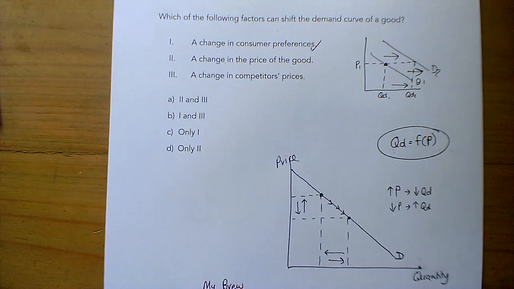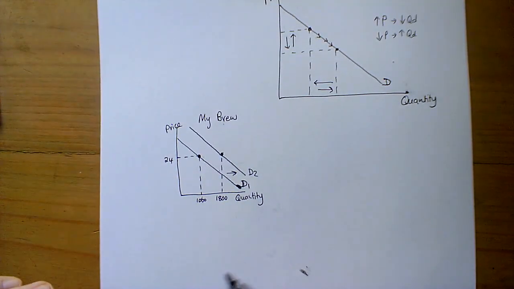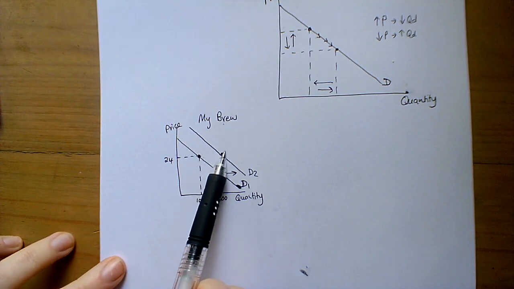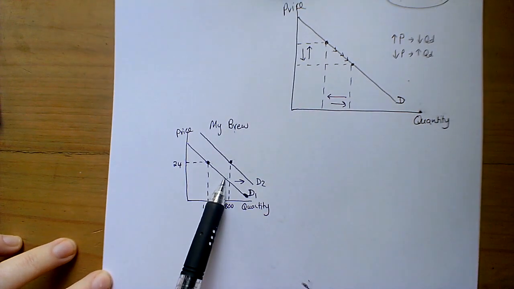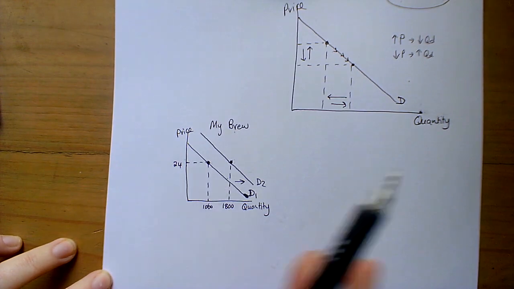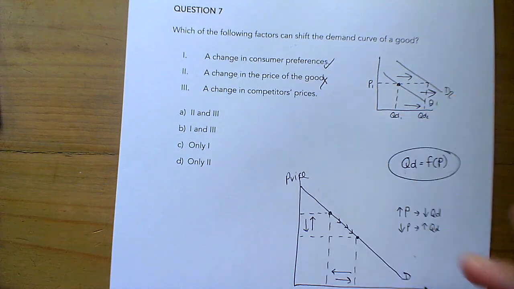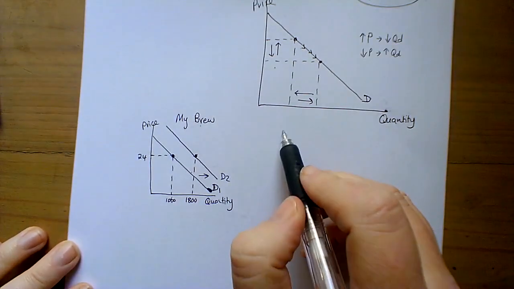So what we just explained is that no, if MyBrew wanted to sell more coffees by offering a discount on its price, that wouldn't move it from here to there. It would move it down along its demand curve. So it would sell more coffees only because it's charging a lower price. So this does not shift the demand curve. And then finally, we look at a change in competitors' prices.